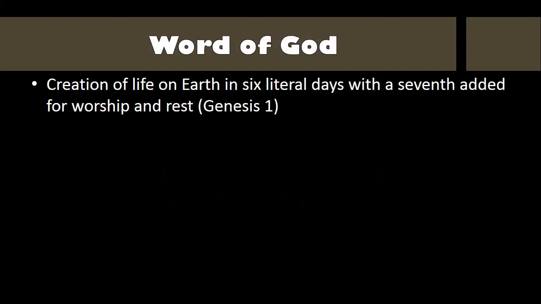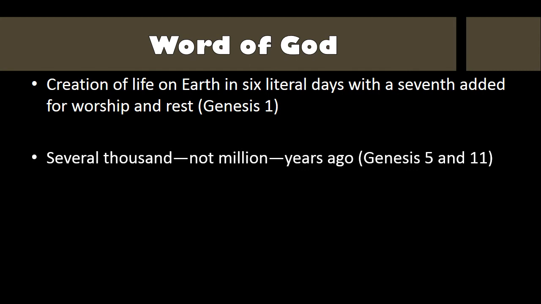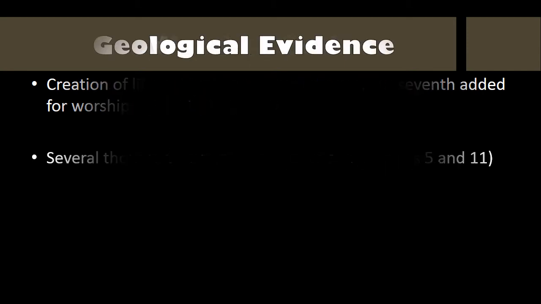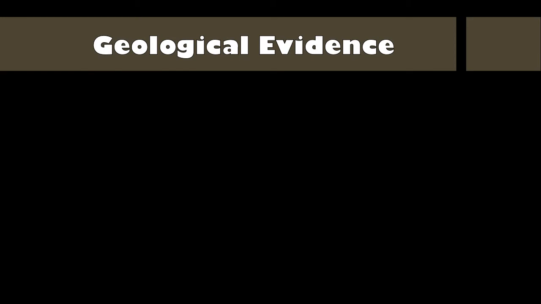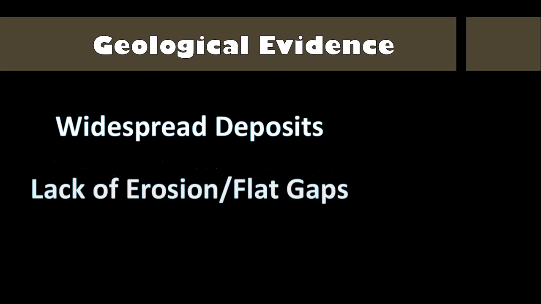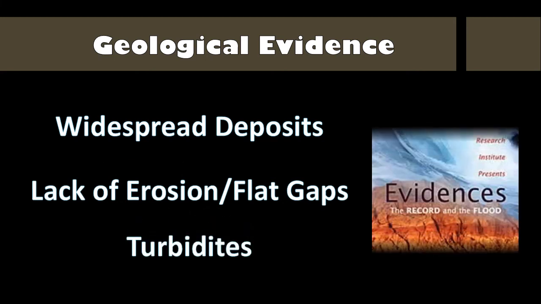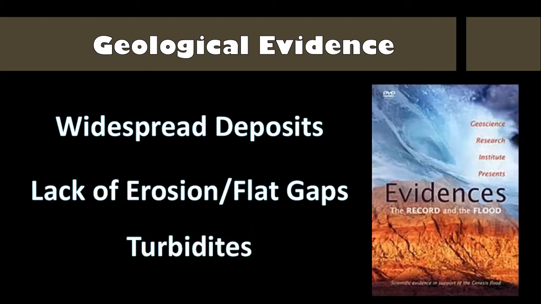The Bible is very clear about the creation of life on earth in 6 literal days, with a 7th added for worship and rest. The chronogenealogies of Genesis 5 and 11 seem to indicate that this happened several thousand rather than million years ago. Besides the concerns raised by the Bible about the accuracy of radiometric dates, there are pieces of geological evidence that are difficult to explain if they were formed over millions of years. We learned about some of these in video 11.